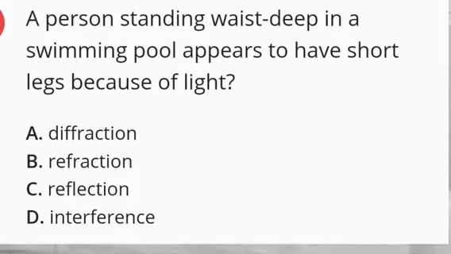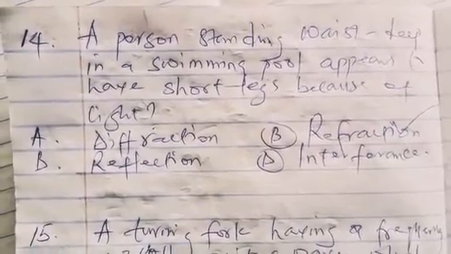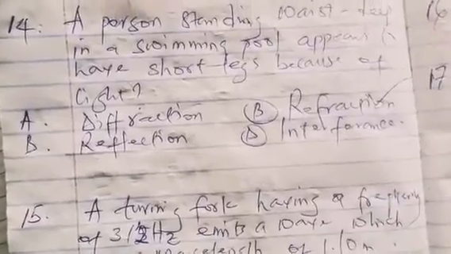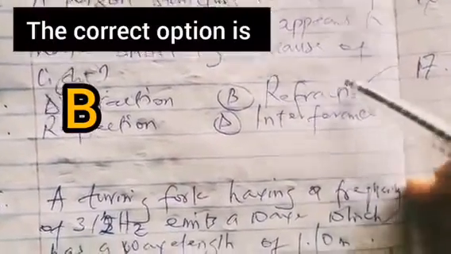Question 14 says a person standing waist deep in a swimming pool appears to have shorter legs because of, option A says diffraction, option B says refraction, option C says reflection, option D says interference. Well, a person who stands inside a pool appears to have shorter legs due to what is called refraction. So the correct option is option B, refraction.